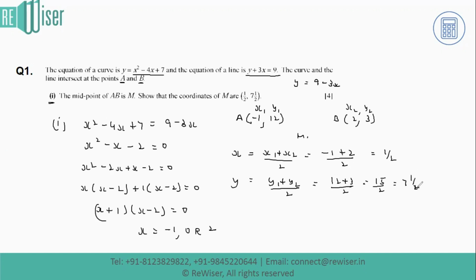So this is the x coordinate and y coordinate of the point M. So we can write it as half, comma 7.5. So that's the midpoint between A and B, and that's the answer for this question.